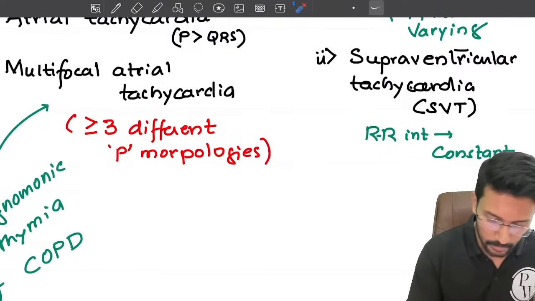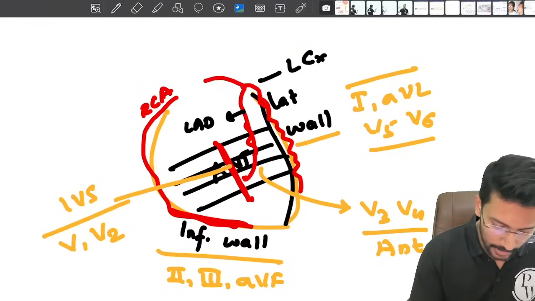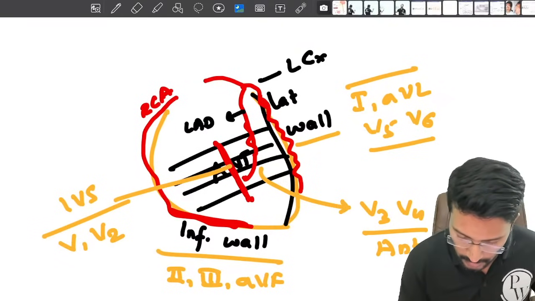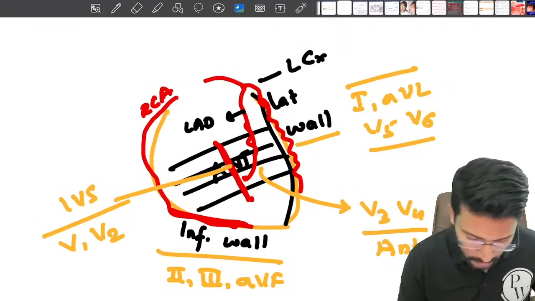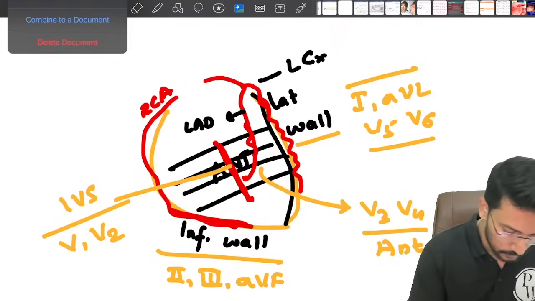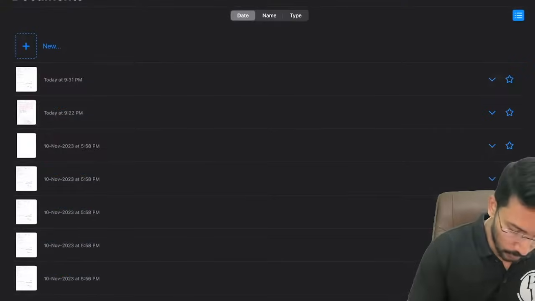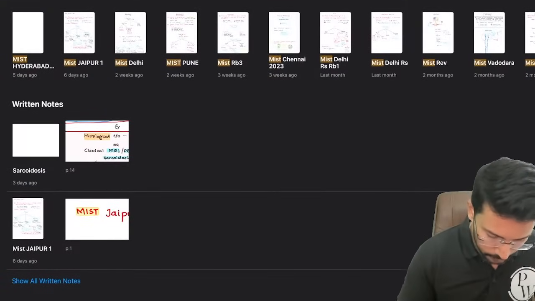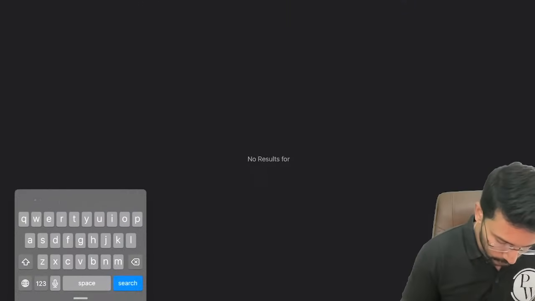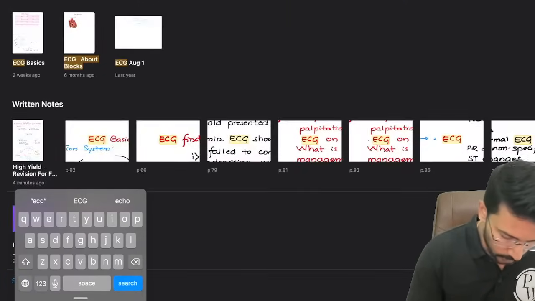So let me just pose some images and see if we can identify whether that particular ECG is atrial fibrillation or SVT. Okay, so just give me 1 second. I will just bring in some ECGs for us to recognize what we are dealing with.